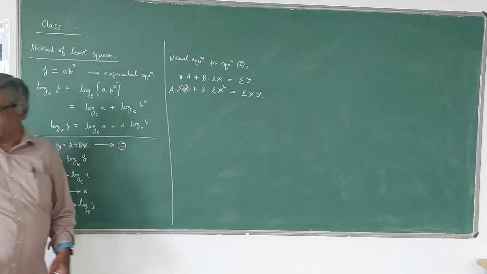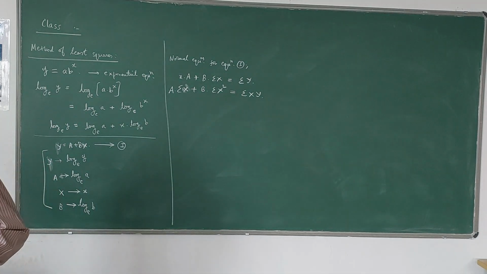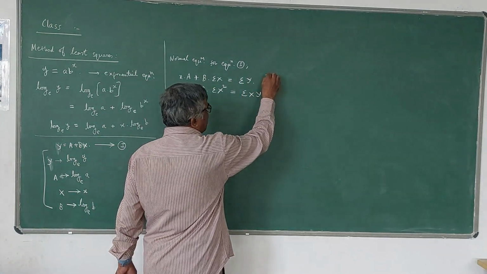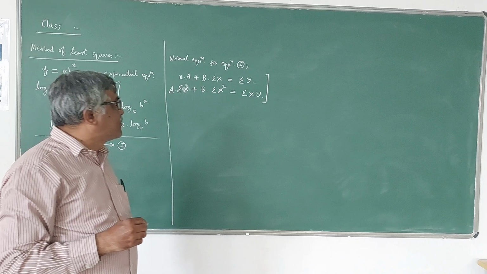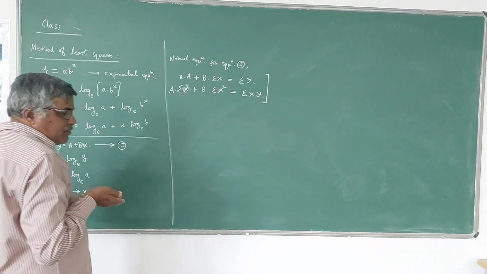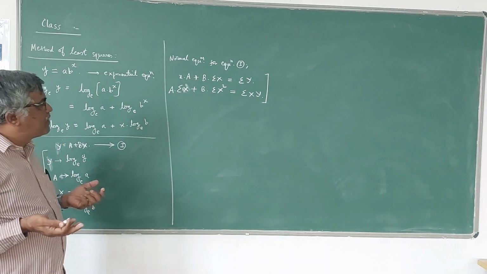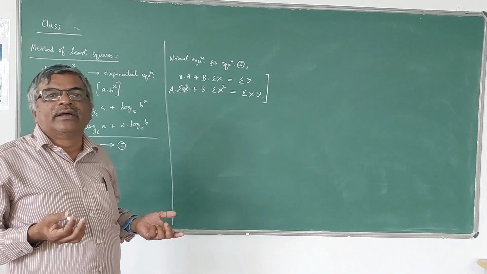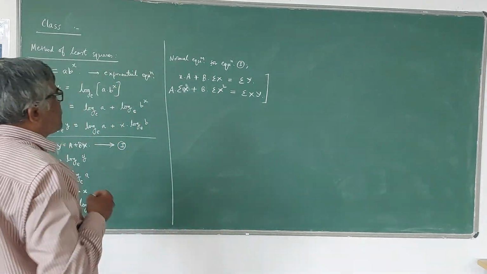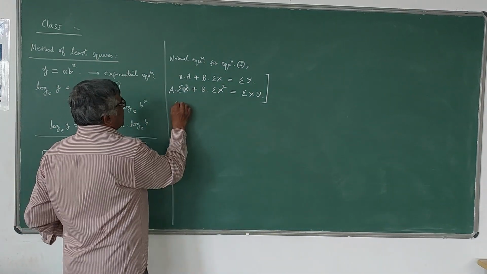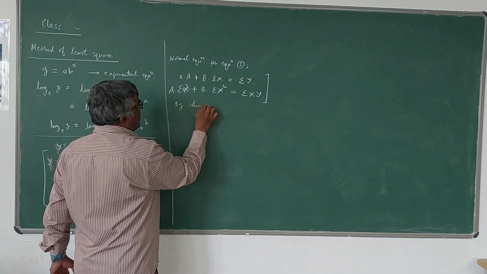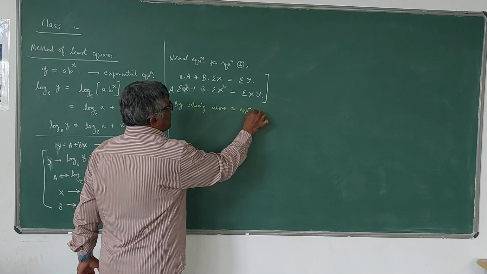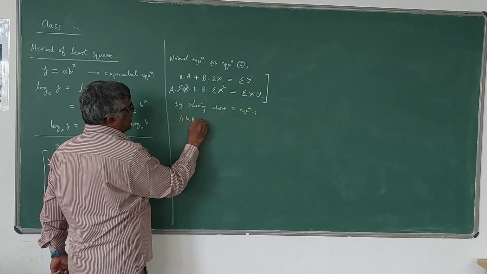So please note that these equations are similar to the normal equations of y is equal to a plus bx, which we have derived and used earlier. The only thing is small x is replaced by capital X, small y is replaced by capital Y, small a is replaced by capital A and small b is replaced by capital B. Now by solving the above two equations, capital A and capital B are obtained.